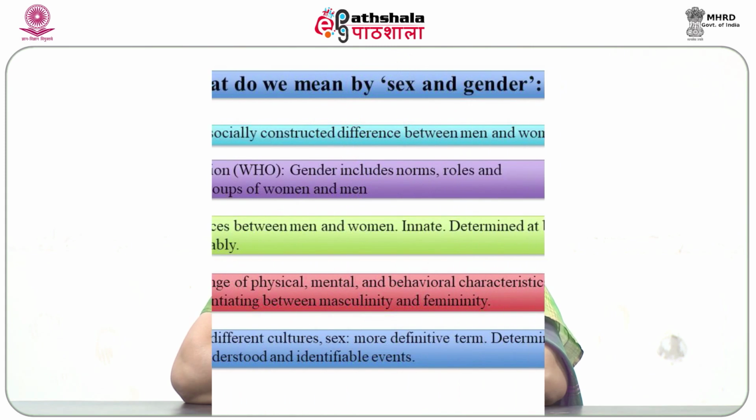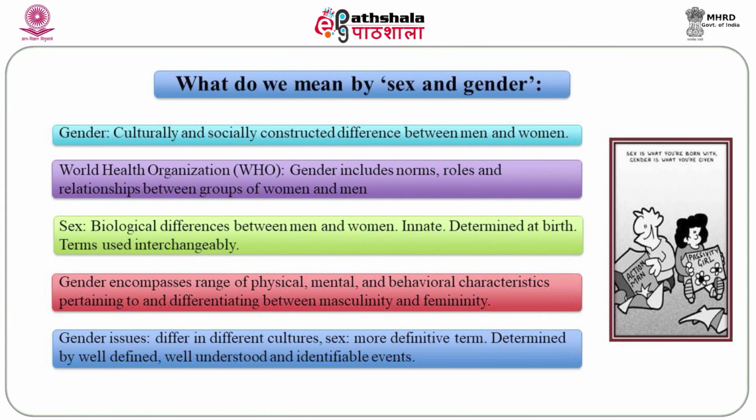Now, what do we mean by sex and gender? Gender is a culturally and socially constructed difference between men and women. The World Health Organization says gender includes norms, roles, and relationships between groups of women and men. On the other hand, sex is the biological difference between men and women. It is innate and it is determined at birth. The cartoon can tell you a little more about this in a humorous manner.